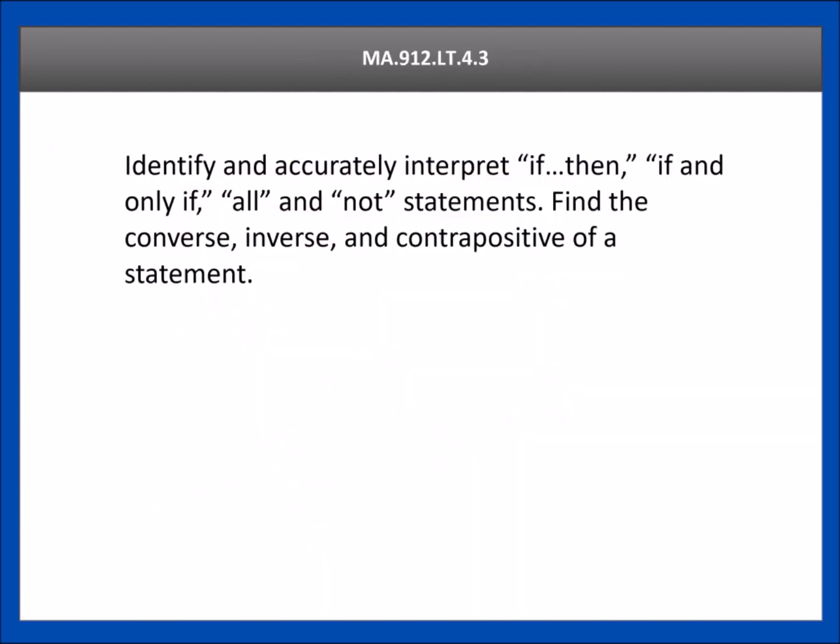All right, so next benchmark. Identify and accurately interpret if-then, if and only if, and not statements. Find the converse, inverse, and contrapositive. Okay, so first off, let's go over what these are before we do the next question. So if-then statements are usually written in this general format. If P, then Q. So that's called a conditional statement. That's an if-then statement. So if P, then Q. Or P implies Q.